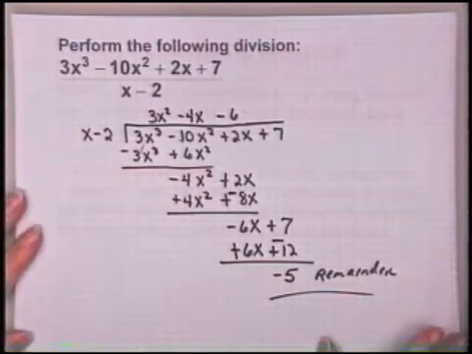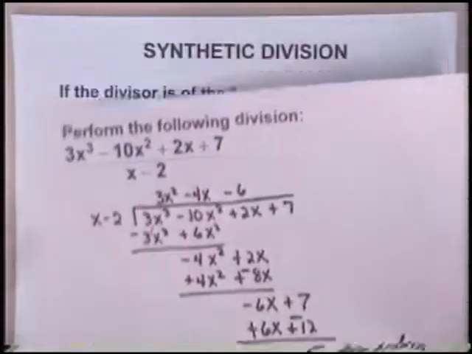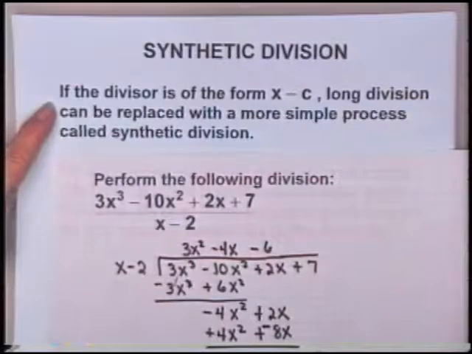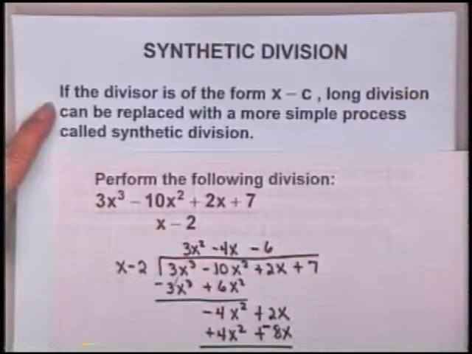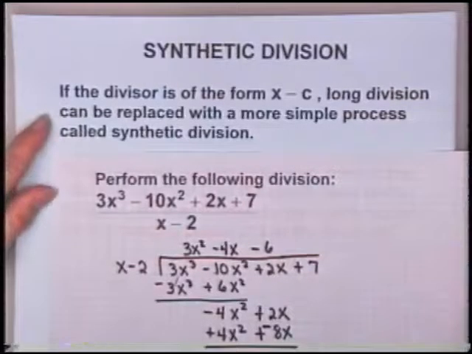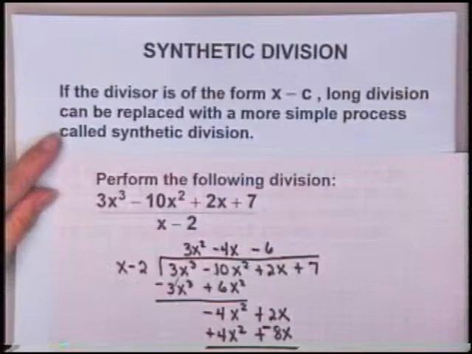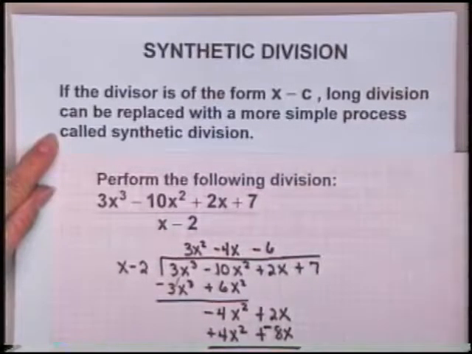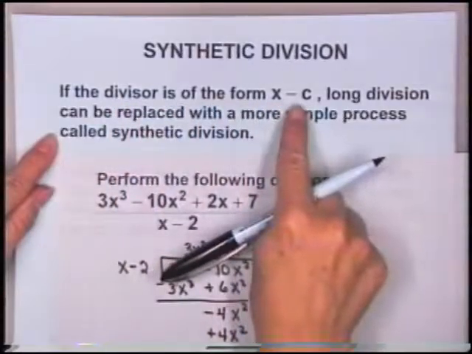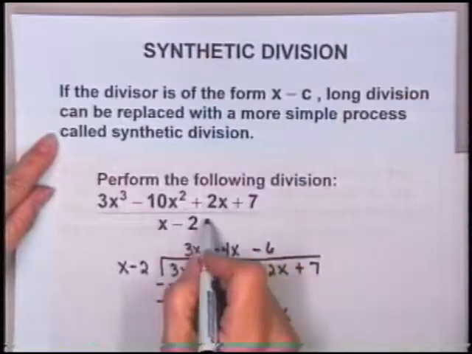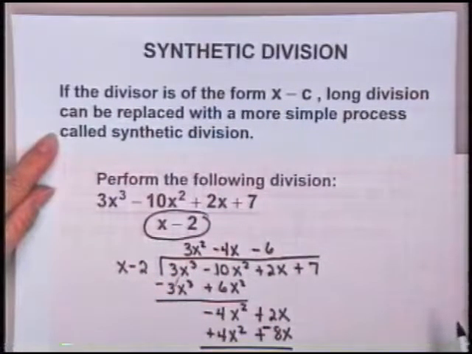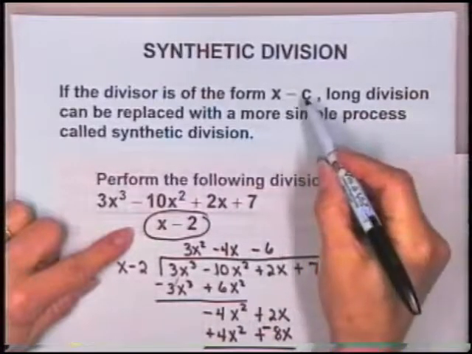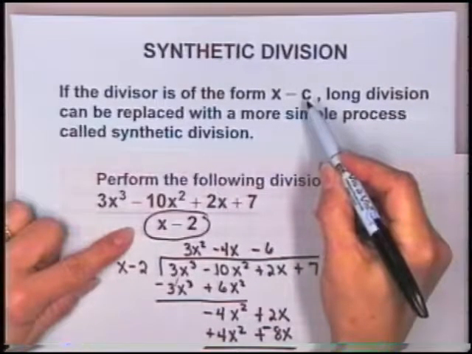Now, I have a statement here about synthetic division. If the divisor is of the form x minus c, long division can be replaced with a more simple process called synthetic division. Now, divisor is x minus c. Our divisor was x minus 2. Does x minus 2 have this form? Yes, it does, doesn't it?